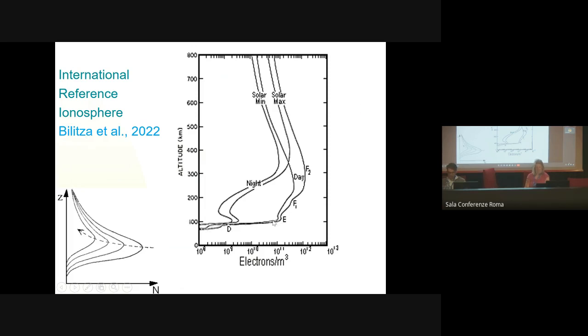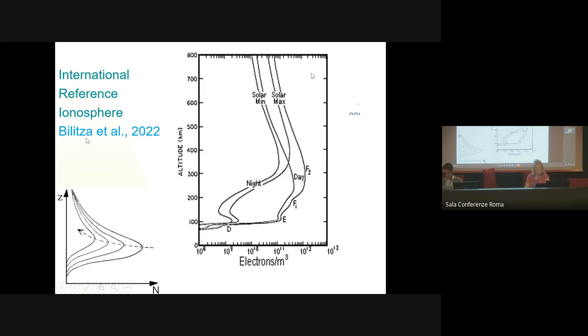You have the layers E, F1 and F2, and you can see that it's typically around 300 kilometers that the maximum of ionization appears, and that it's of course during the day that the density is the highest. And during the night, the layers do not disappear completely, even if the ultraviolet radiation is reduced, and thus the ionization is lower, but they continue to exist.